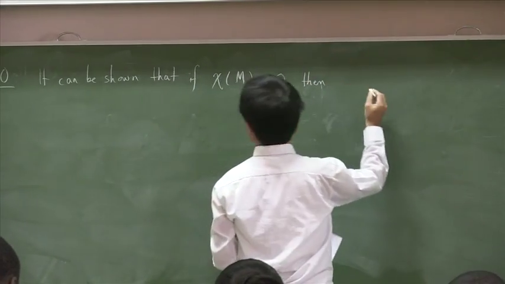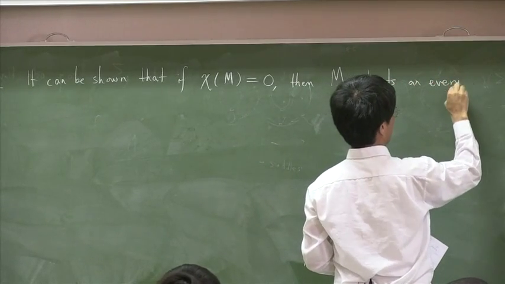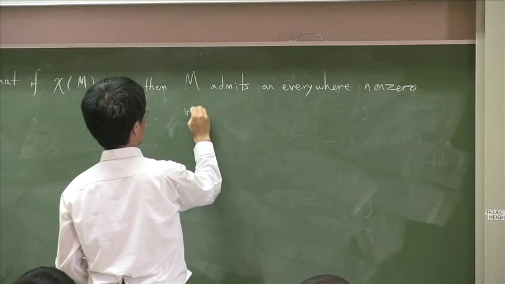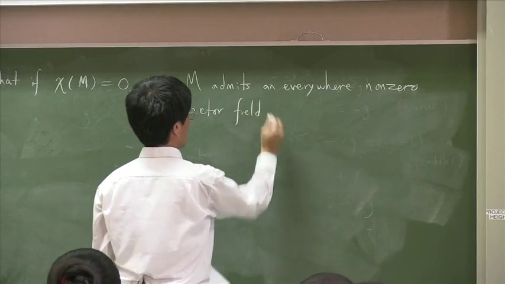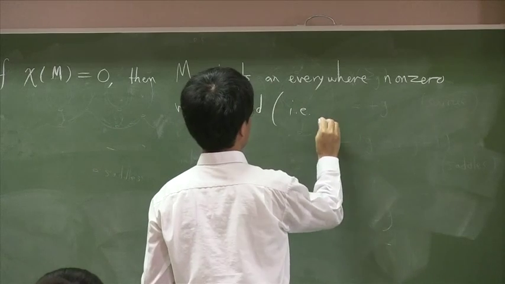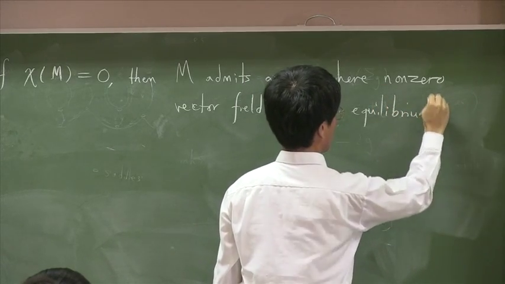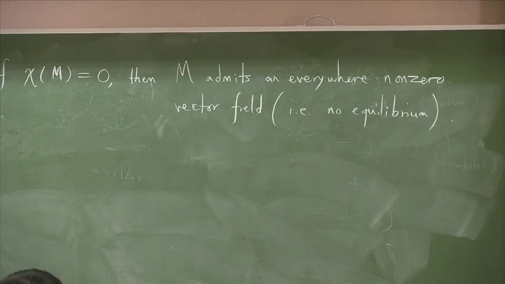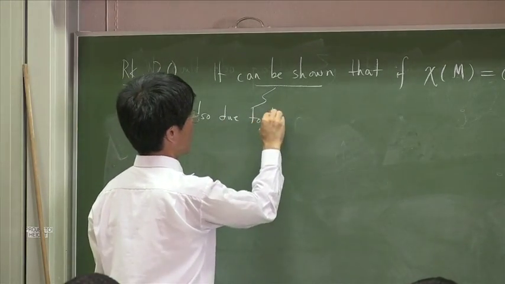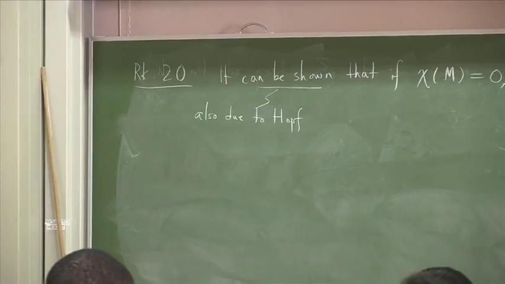It turns out that the answer is yes. Then, in this case, M admits, as we say, an everywhere non-zero vector field. In other words, a vector field that has no equilibrium. This result, it can be shown, is also due to Hopf, of Poincaré-Hopf, I think in the same paper that he wrote in the 1920s.